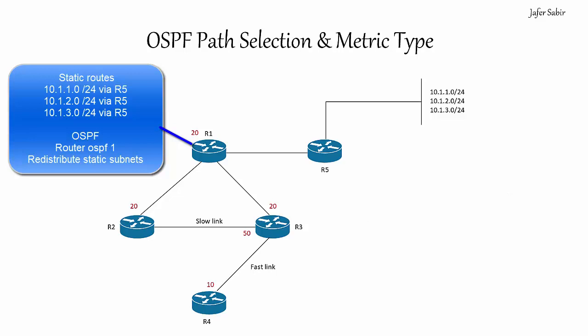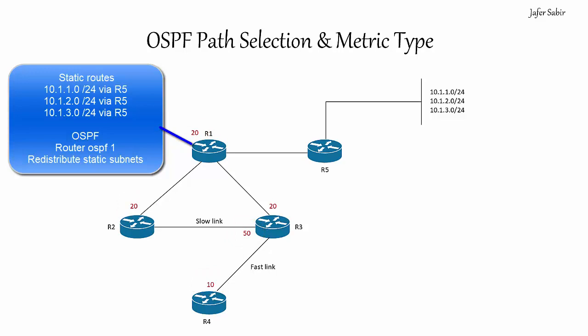So in the diagram, looking at the costs highlighted in red, we can see from R4 to R3 to R1, the cost would be 10 plus 20 plus 20, which equals 50. And the other available path, which is from R4 to R3 to R2 to R1, the cost would be 10 plus 50 plus 20 plus 20, which equals 100. So here the first one wins because it has a lower cost.